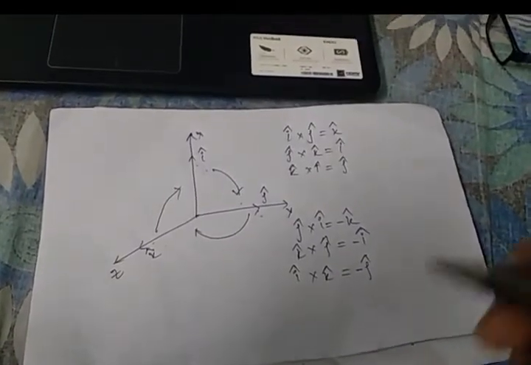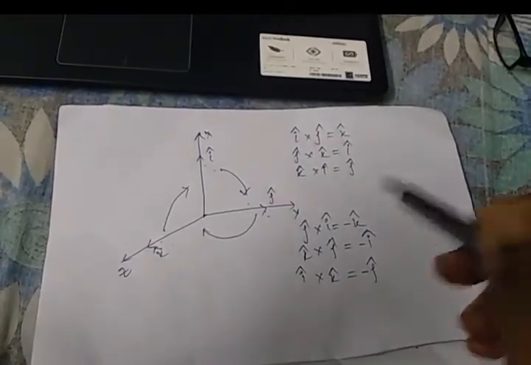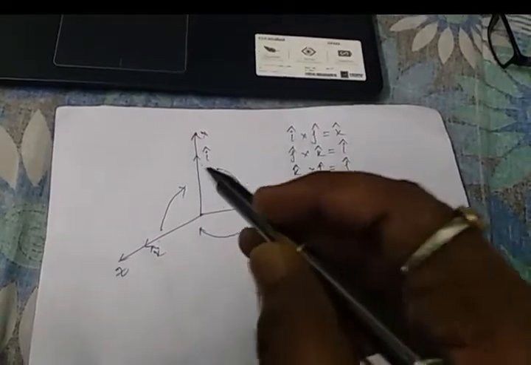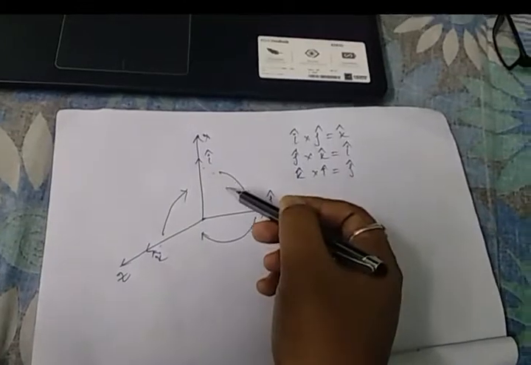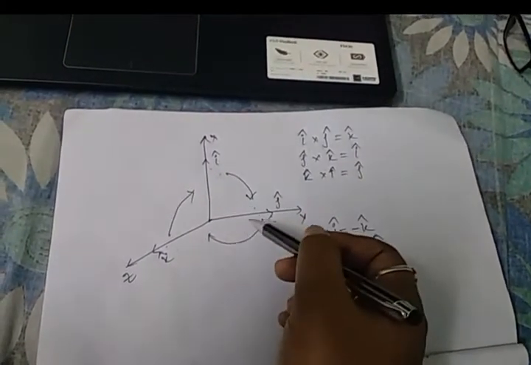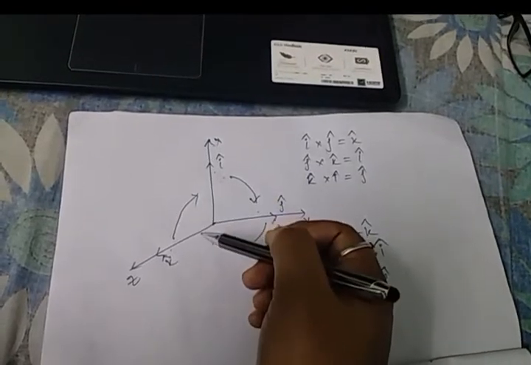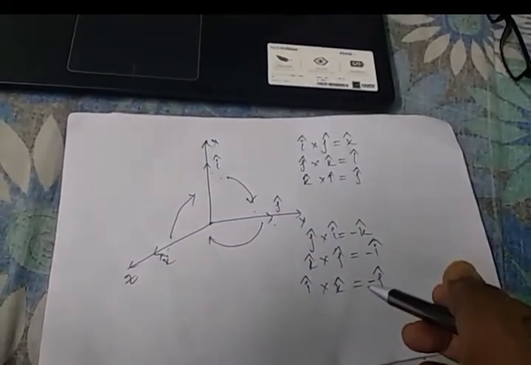That's all. In all the cases, there is a particular angle between each and every pair of unit vectors. There is an angle between i and j, an angle between j and k, and some angle between k and i also. That's why we are able to find the resulting vectors.